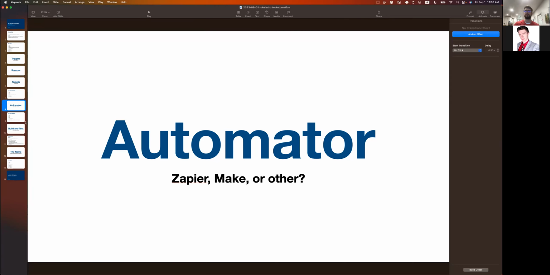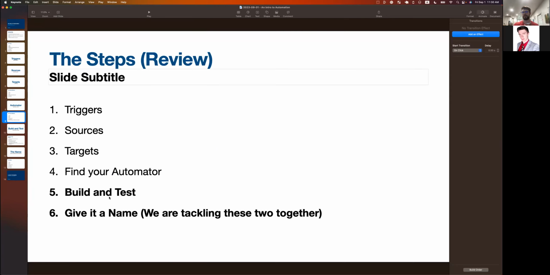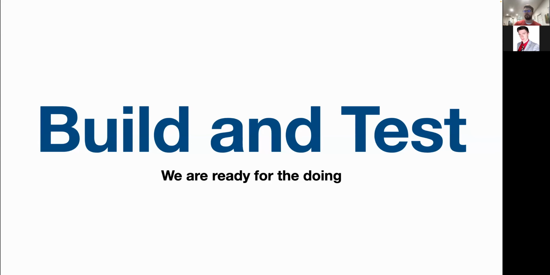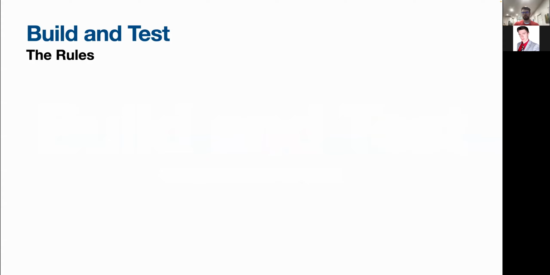So once we found an automator, our next step is build it, test it, and give it a name. Build and test is, I mean, we're ready for the doing. Once we have our triggers, sources, targets, and our automator, we know where we're going to build it. Now we build it, right? Specifically, there are a couple of rules when we're building to ensure that we can come back to it and update it at a later date if it breaks, or if there's issues, or we want to add to it.